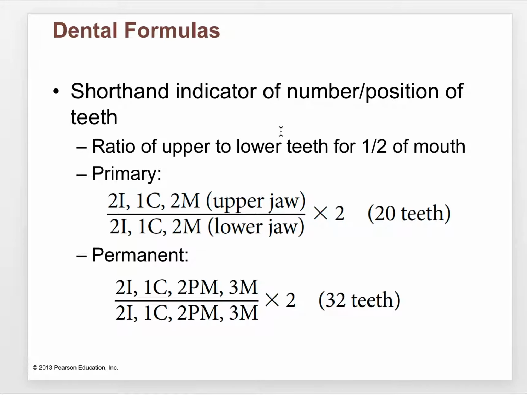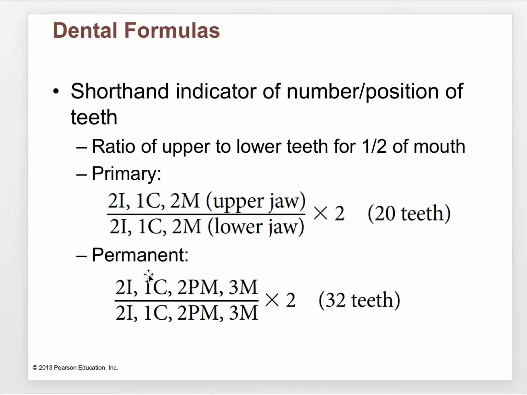There's a formula to help remember how many teeth there are. In the primary teeth, there's two incisors on the upper jaw, two canines on the upper jaw, two molars on the upper jaw, and same thing on the lower jaw. Make a total of 20 teeth.